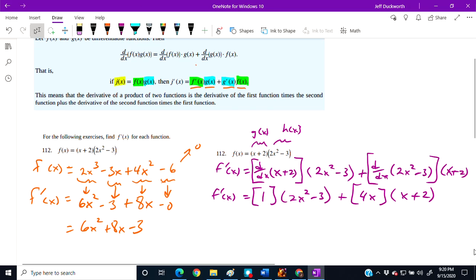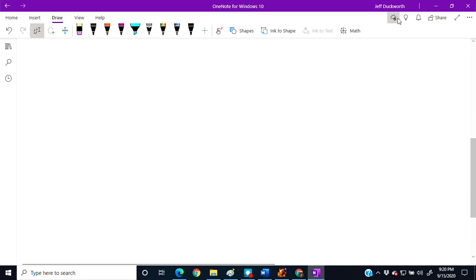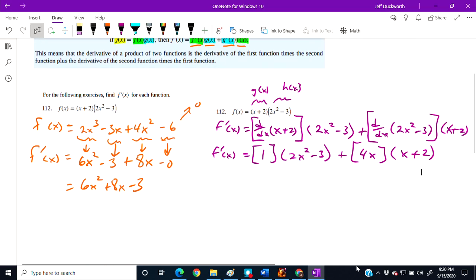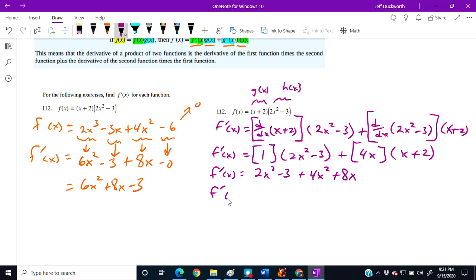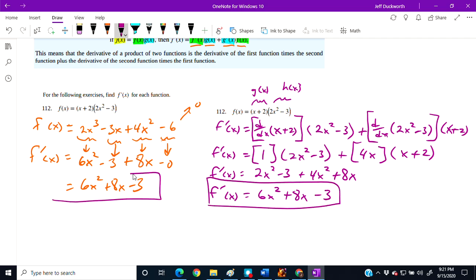So I'm going to distribute and then combine like terms. This is 2x squared minus 3. I'll distribute the 4x, so that's plus 4x squared and then plus 8x. So ultimately, when I combine these terms, I've got 2x squared and 4x squared, which gives me 6x squared. I've got another 8x and minus 3. And note, this is the same answer that I got when I did it with just the sum and differences.